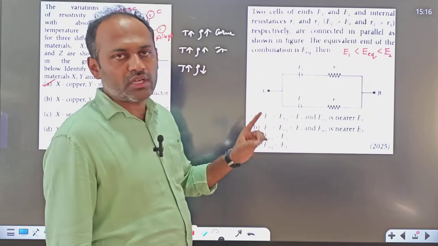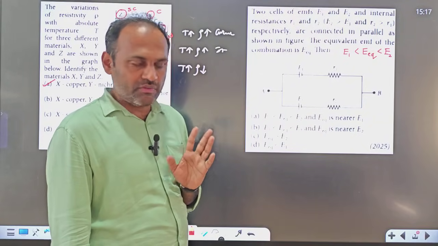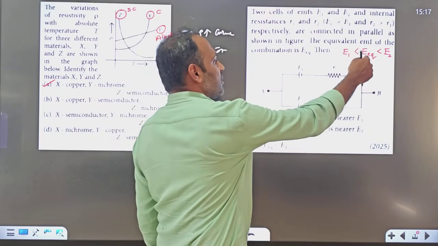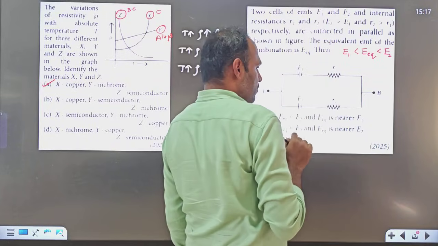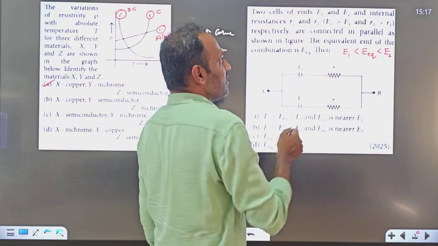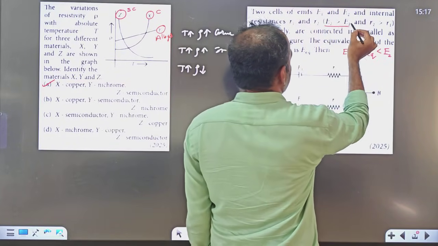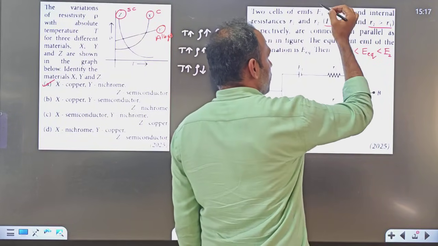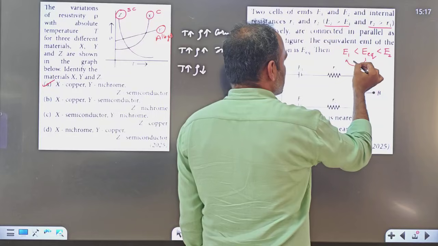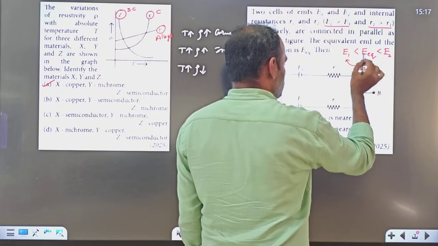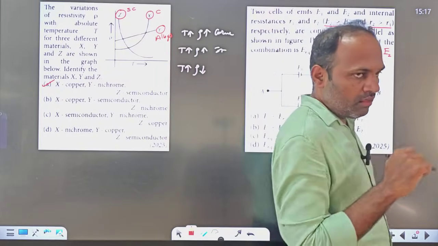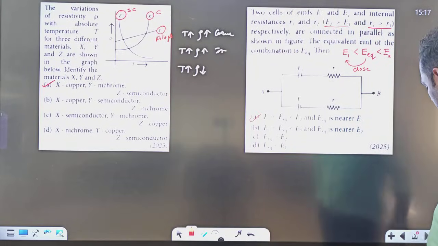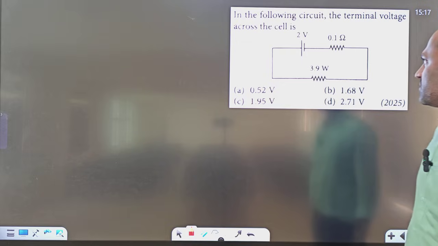And it will be close to the EMF which is smaller. So here we write E1 is less than E equivalent, which is less than E2. So it lies in the middle value between these two. Because here they have mentioned that E2 is greater than E1 and R2 is greater than R1. Right? So E2 is greater, E1 is smaller. Hence E equivalent has to be close to E1, right? Near to E1. So which option will be correct? Option A will be correct. This is from 2025. Okay, let us move on to the next question.